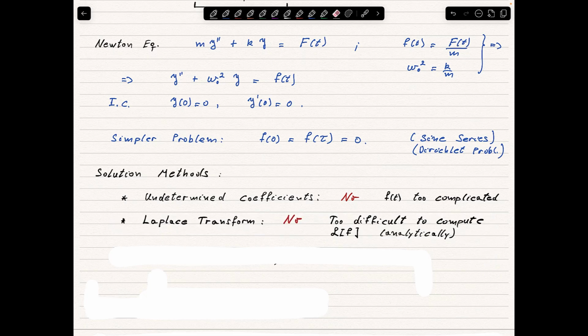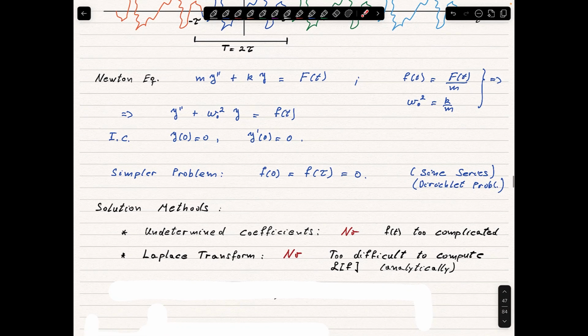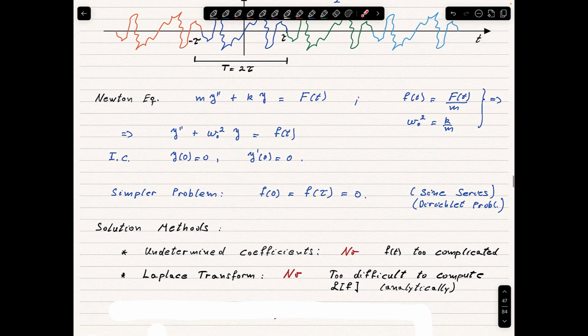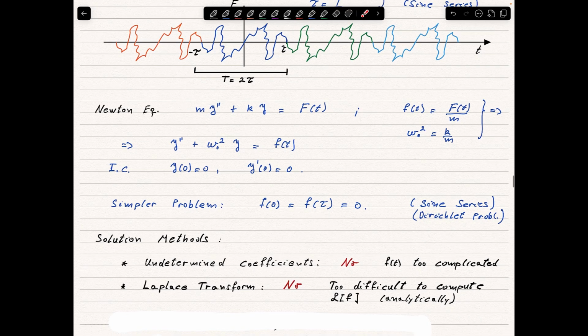We could compute the Laplace transform. Yeah, that's okay, but again, look at this force. It's not easy to see what the functional dependence of the force actually is, and how we are going to compute the Laplace transform of that. So, in general, the signal is going to be complicated, so it's going to be too difficult to compute the Laplace transform, at least analytically. You can always do it numerically, but this is another way to solve complicated problems, numerical analysis.